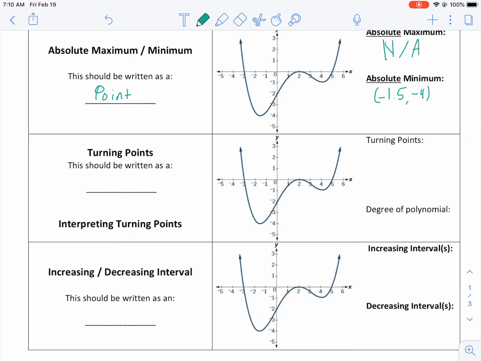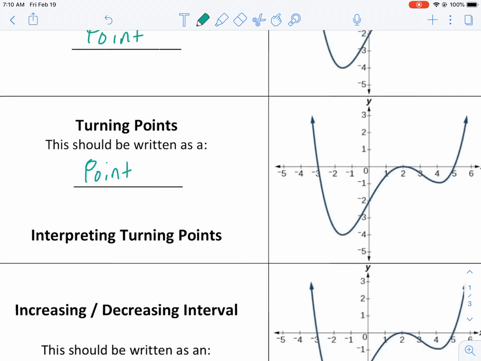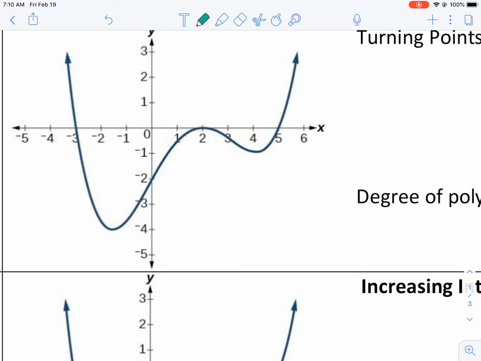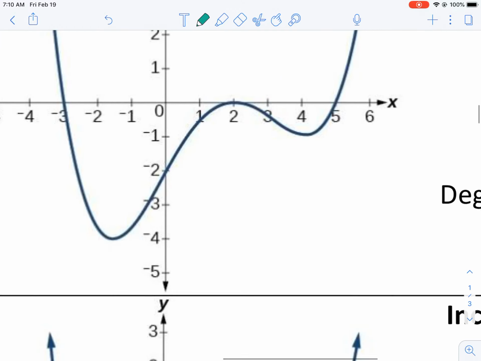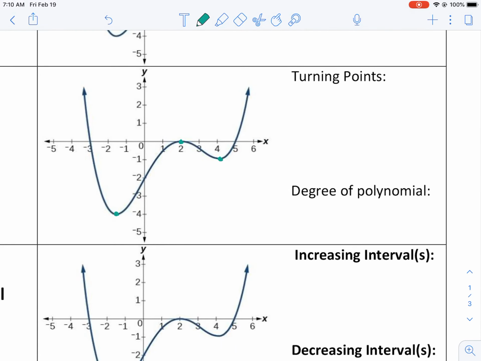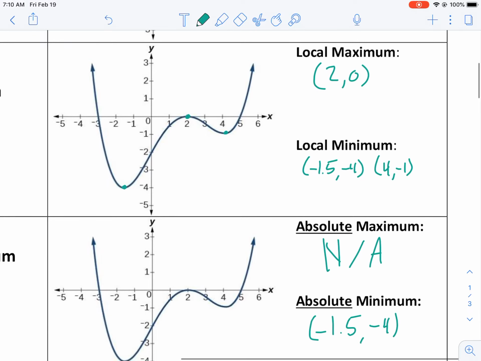Then we have turning points, all right? Turning points are interesting because they're basically something that we've already talked about. Now, obviously, that should be written as a point. Turning points are literally what it means when the graph turns. So when the graph stops going down and starts going up. So this is a turning point, this is a turning point, and this is a turning point. That's basically the exact same as the local maximum or minimums, okay?